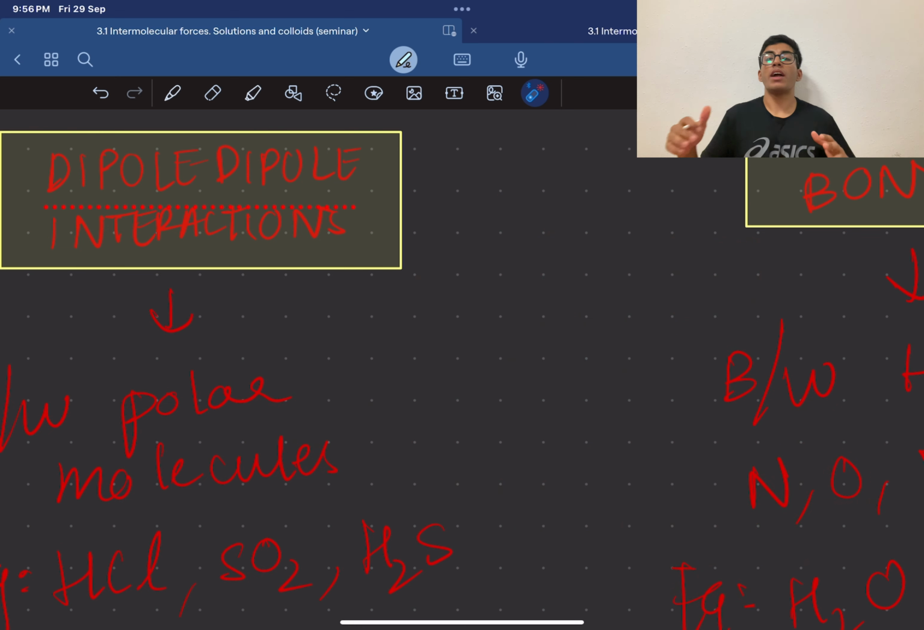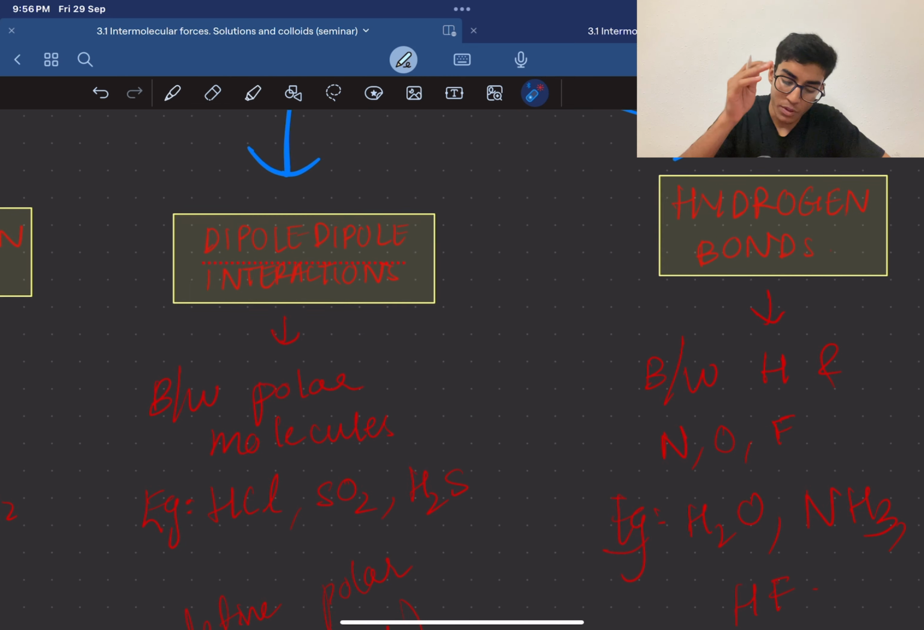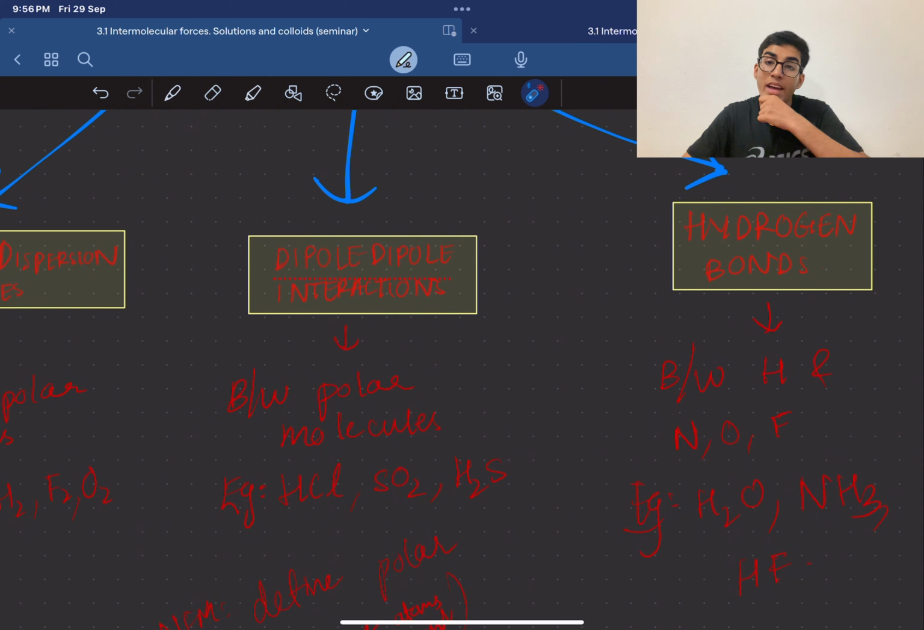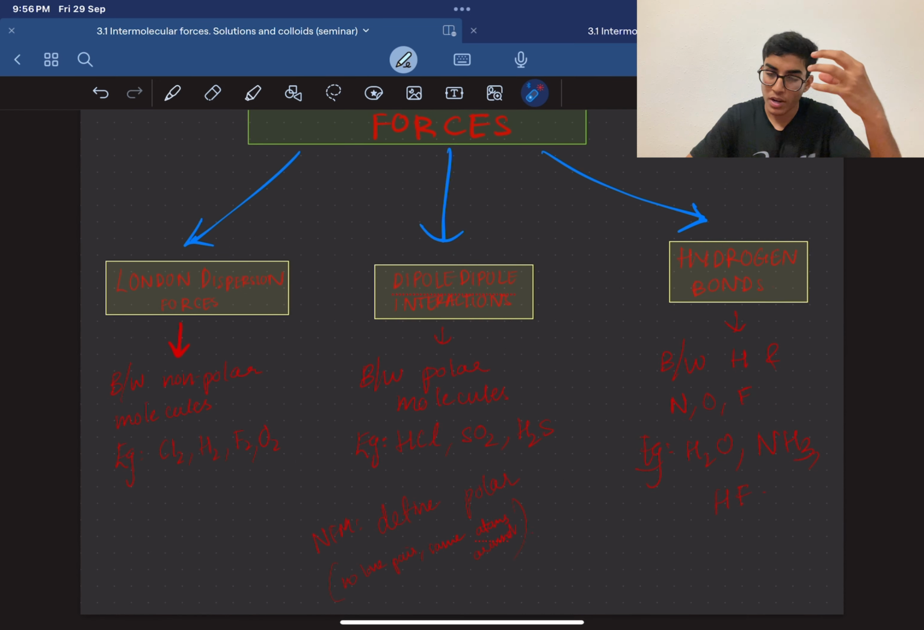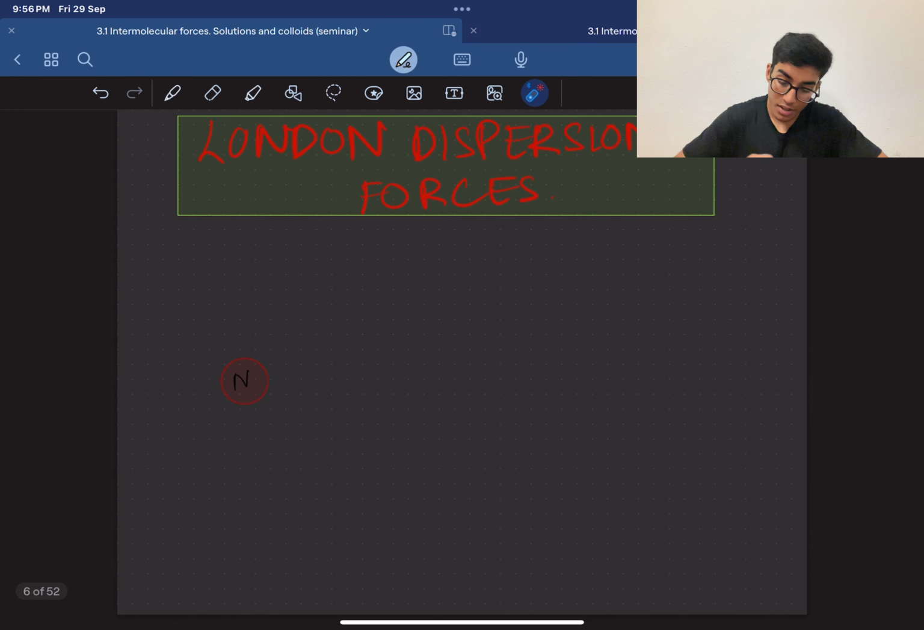But then how do you find what a polar molecule is? If it's not non-polar, it's polar. Simple. I'm going to keep repeating these points again and again throughout the whole lecture so that it gets stuck in your brain. Okay, let's start.